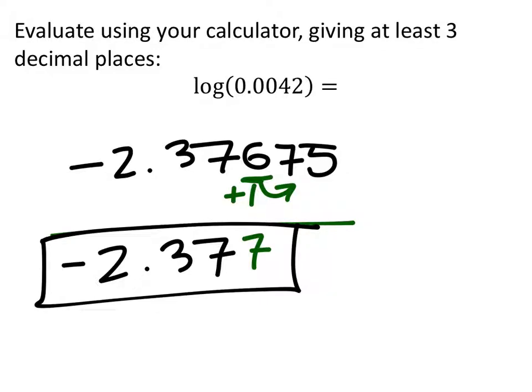This brings up an interesting point, though. I guess it's slightly different than that last one. Why is this answer negative? Does anyone know? So the log is of some value that's smaller than 1 as a decimal. So it has to be a negative value.